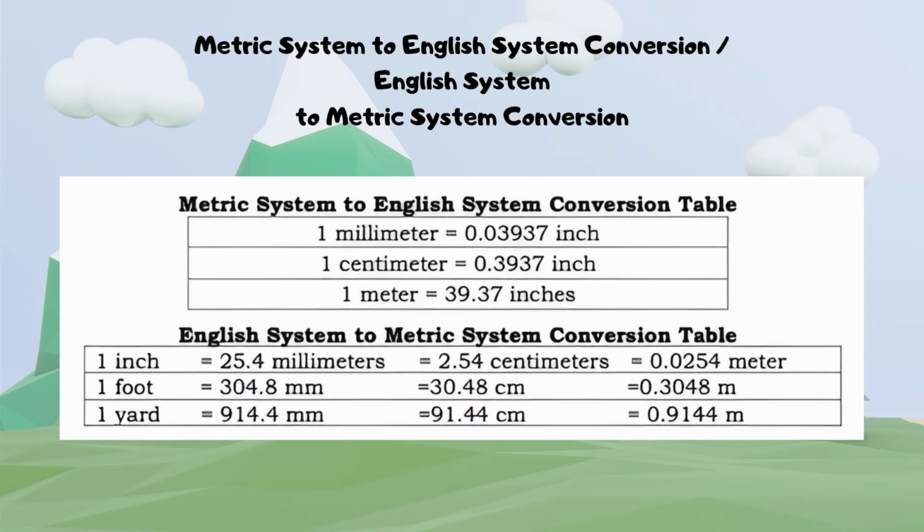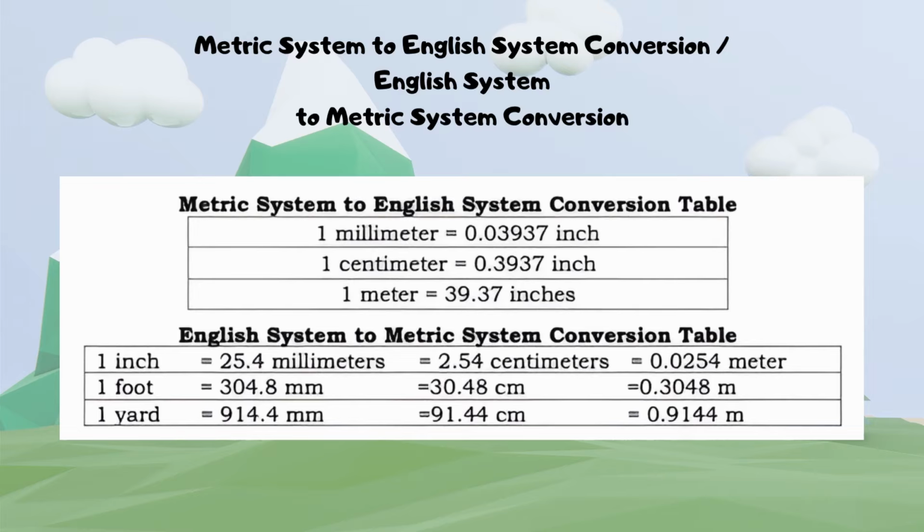English system to metric system conversion table. 1 inch equals 25.4 millimeters equals 2.54 centimeters equals 0.0254 meter. 1 foot equals 304.8 millimeters equals 30.48 centimeters equals 0.3048 meter. 1 yard equals 914.4 millimeters equals 91.44 centimeters equals 0.9144 meter.